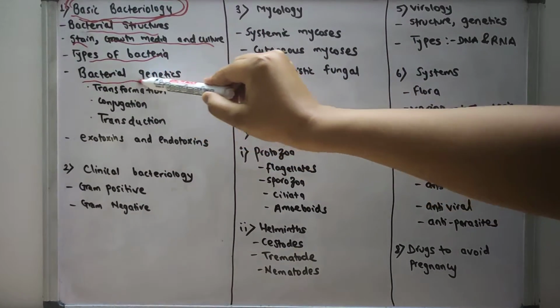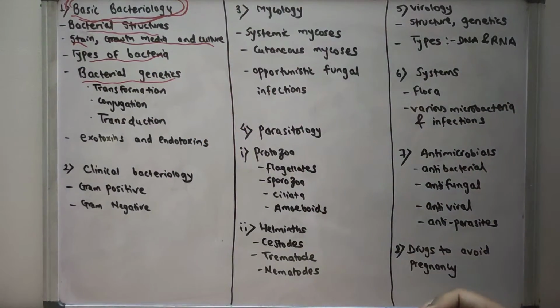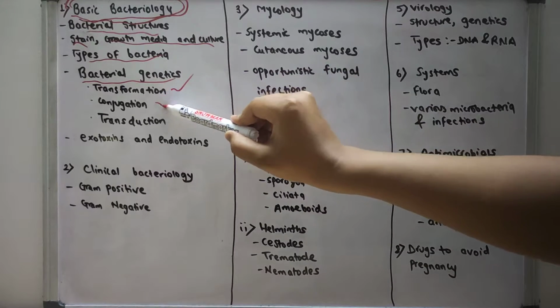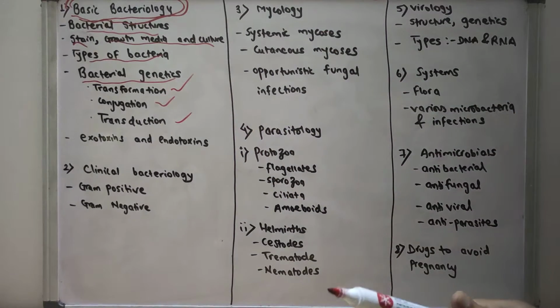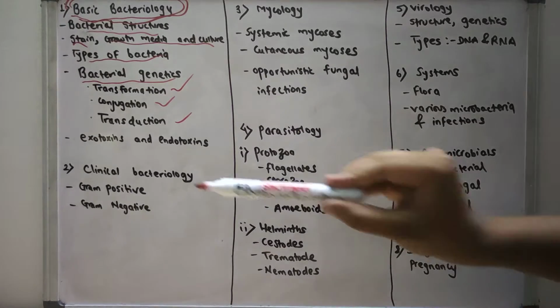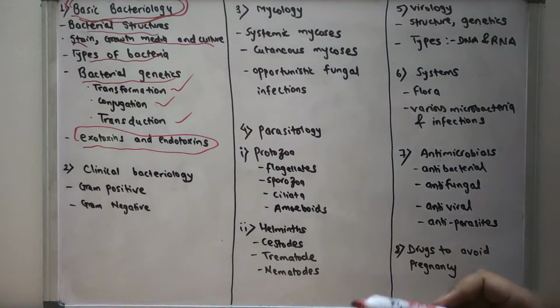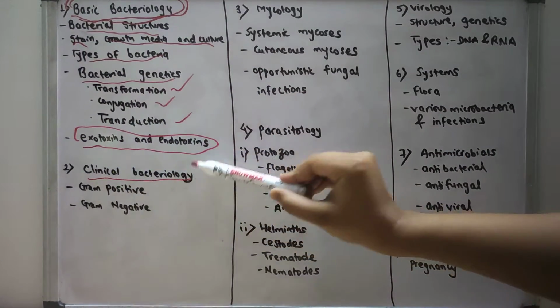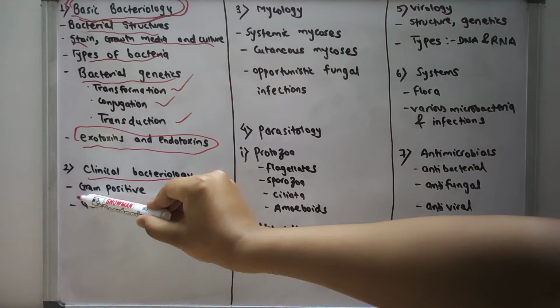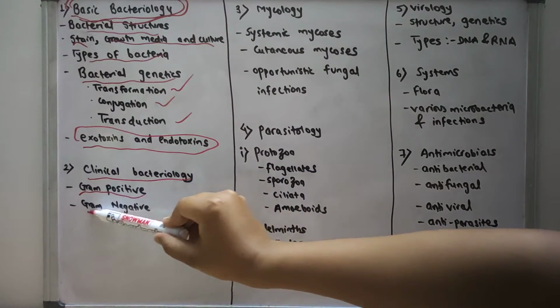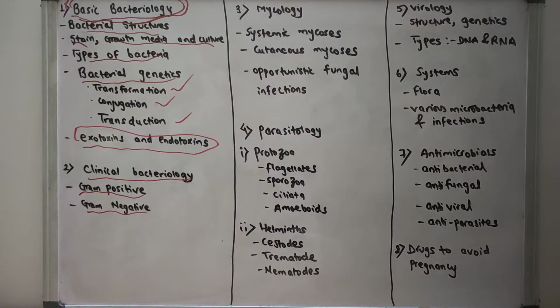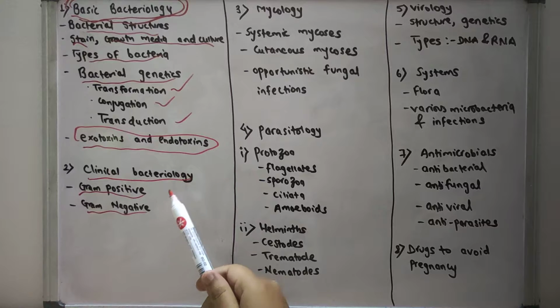The bacterial genetics. Under the bacterial genetics, you have to know the transformation, conjugation, and transduction. These three topics you should know under the bacterial genetics. And also you have to know about the exotoxin and endotoxins. On the clinical bacteriology, you have to know detail about the gram positive and the gram negative bacteria. We'll also discuss about the various important gram positive and gram negative bacteria.